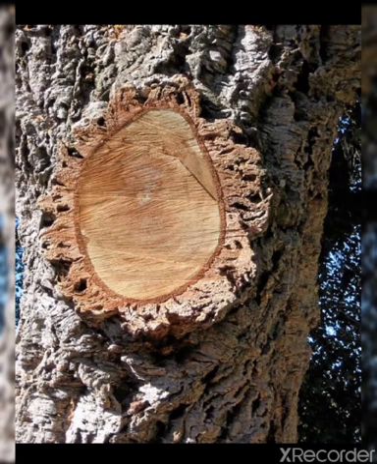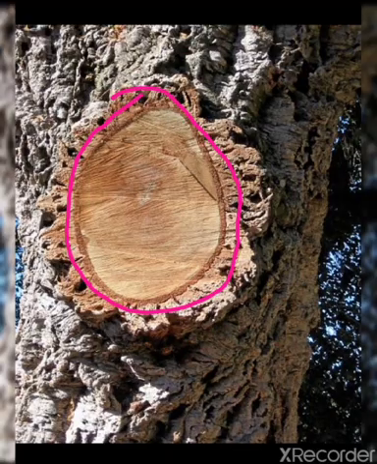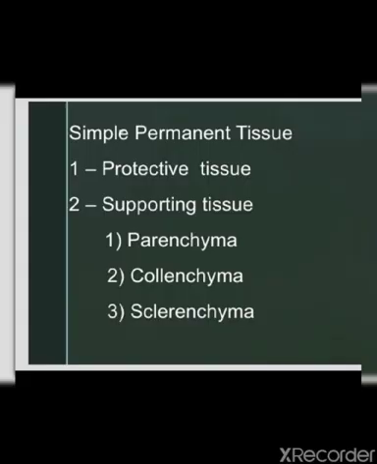This is cork, which is also a protective tissue located at the periphery. Periphery means the outer limits or edge of an area or object. Is it clear? So this tissue is located at the periphery of the roots and stem. It is made up of thick walled cells and these cells are dead cells. I hope protective tissue is clear to you children.